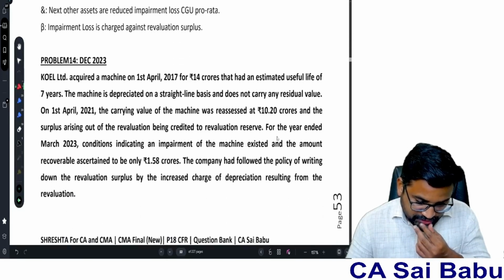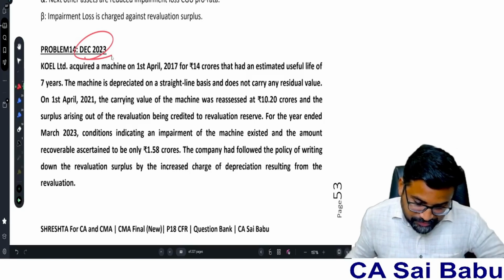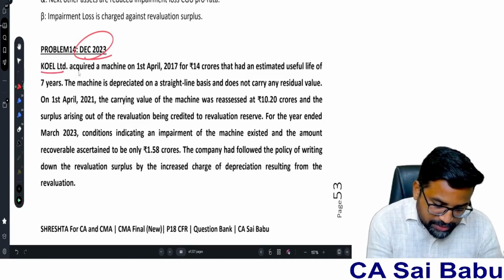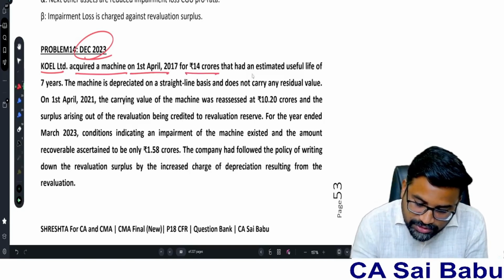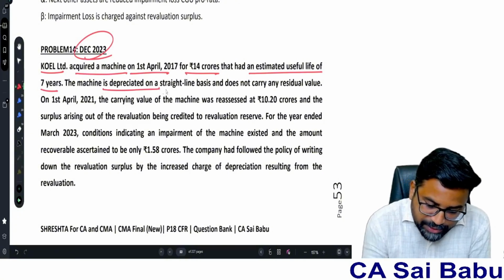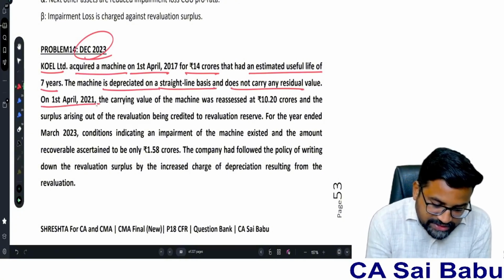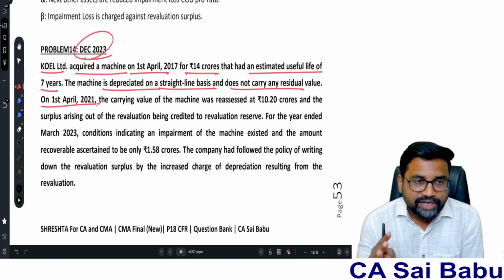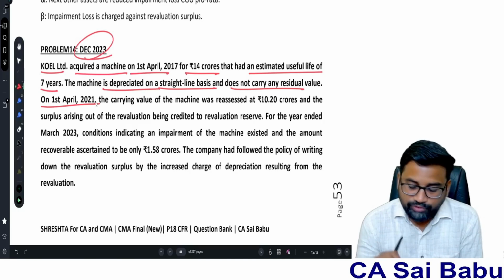Question number 14, actually a December 2023 exam question, sir. Koel Limited acquired a machine on 1st April 2012 for 14 crores that had an estimated useful life of 7 years. The machine is depreciated on a straight line basis and does not carry any residual value. On 1st April 2021, that means 17-18, 18-19, 19-20, 2021, 4 years over.